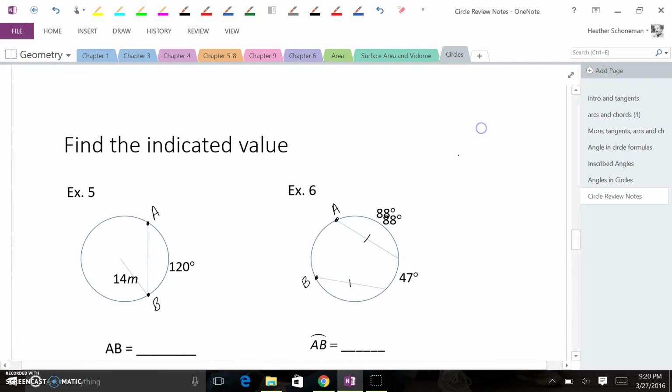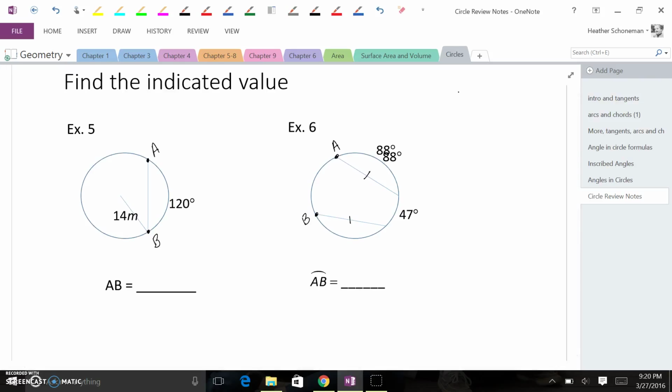Alright, more circle problems. Oh, example 5. This is always a tricky one. Okay, but we can do it. If you're looking at the problem and don't know what to do, try drawing a radius to form a right angle. So if I go from the center and I draw in a radius perpendicular to the chord, that's helpful because I know it splits the chord in half and it splits the arc in half.